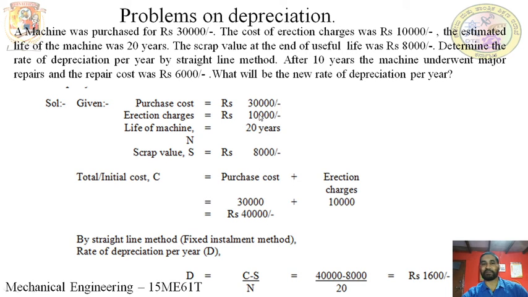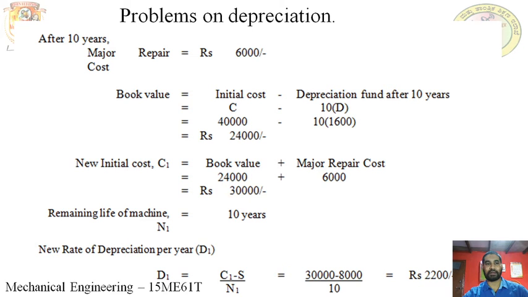The rate of the machine has come, but he has said that after 10 years the machine underwent major repairs and the repair cost was 6,000. So after 10 years the cost of the machine again changes because it has undergone the repair. So you have to calculate the new rate of depreciation after 10 years. After 10 years the major repair is 6,000, but you should not add it to that. That is the thing you have to remember.